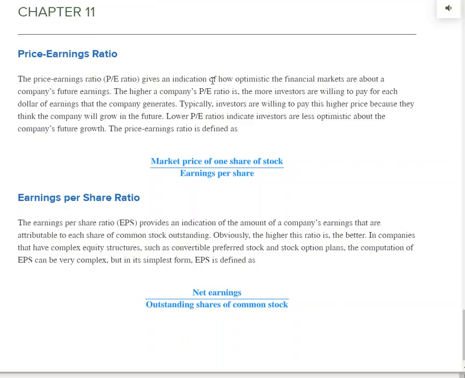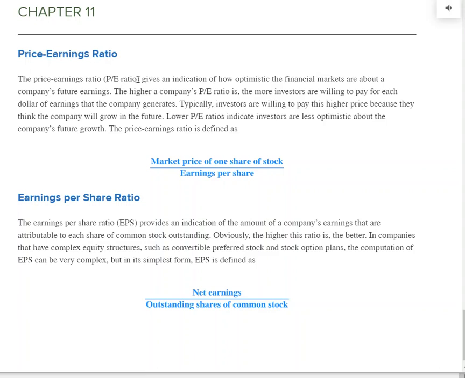Okay, so now we're in the appendix of your textbook at the back where it has the appendix about financial ratios. And in particular, there's two from chapter 11, one obviously being the price earnings ratio, the PE ratio. Let's read their definition here. And this is typical of what you'll find in most textbooks and most definitions of PE ratio.